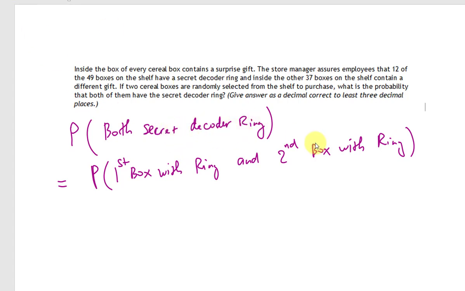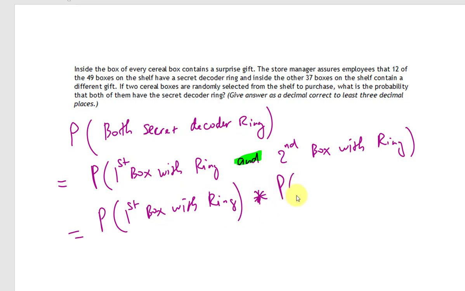Now the key word here is the "and". The "and" tells us that we can use the multiplication rule between the first probability, the first box with the ring, and we just multiply with the second box, the probability of that with the ring. So together we have a total of 49 boxes.